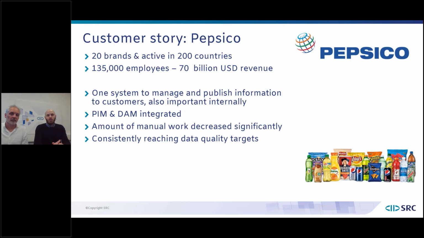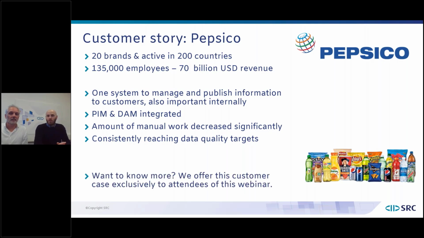So they use one system to manage and publish information to their customers. And it's also important for them internally, as the amount of manual work has decreased significantly for them, and they are reaching their targets. If you want to know more about this story, there's more to it than just this slide. This story is not on our website yet, but we offer it exclusively to attendees of this webinar, so you can expect it in your mailbox sometime soon.